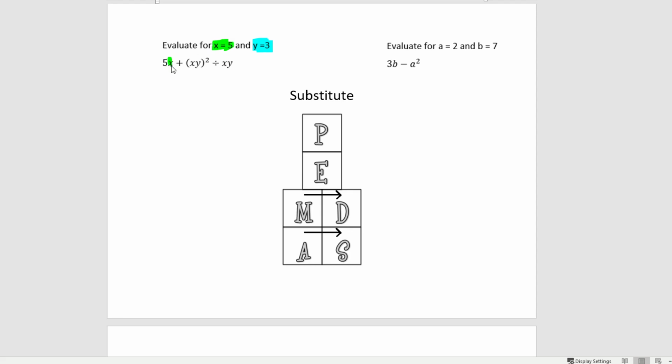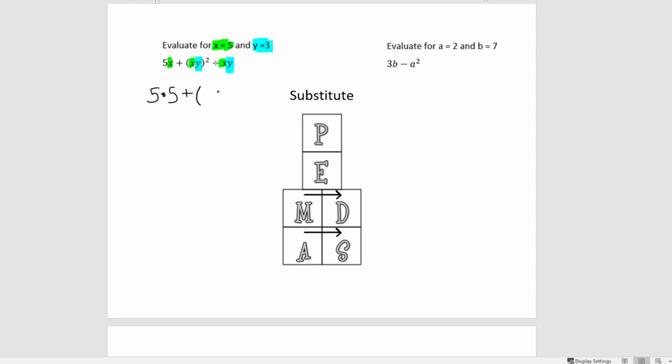So wherever there's an x, we're going to put a 5. I'll just highlight it there. And wherever there's a y, we want to put a 3. Now we got to be careful here. When we substitute, we have to know what calculation we want to perform. So when you have a number next to a letter like this, this means multiply. So when I put the 5 in, I'm going to put a dot here so that I know that I'm multiplying the two numbers together.